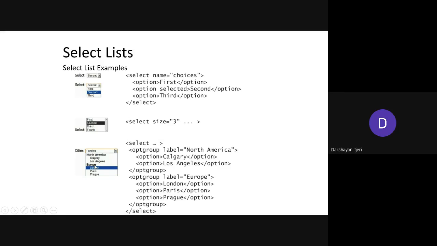Okay, so these are the options which can be selected by the user, but you want to show the user that these cities belong to this country, whereas the name of the country cannot be selected by the user. The user can select only Calgary, Los Angeles, London, Paris, or Prague. But you want to give the information to the user that you want to group these cities according to their countries. So in that case, how to do that? You can see here under the select with all these attributes.